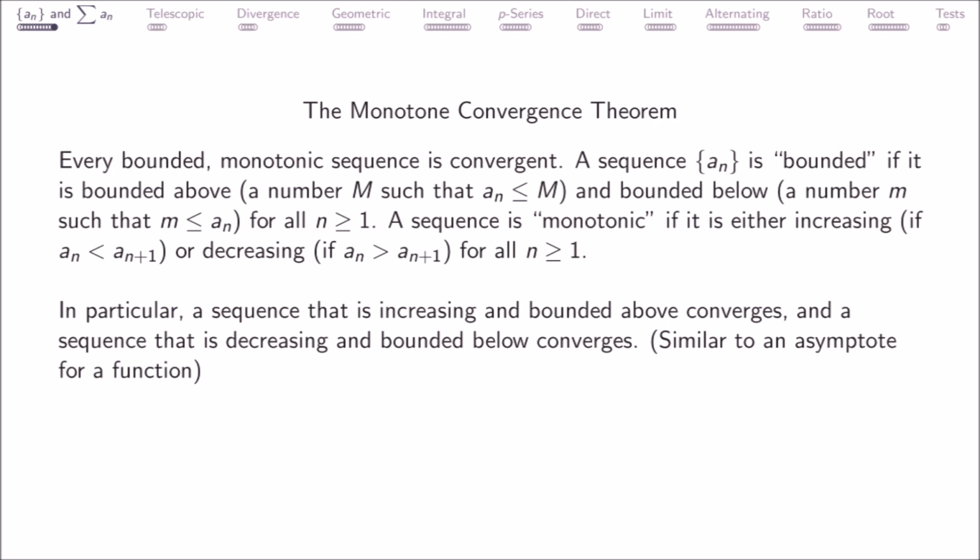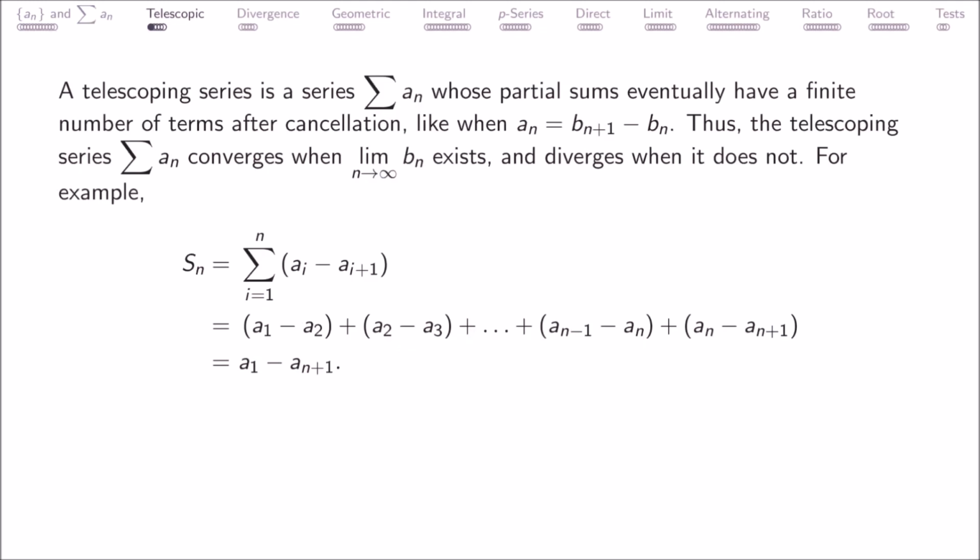In particular, a sequence that is increasing and bounded above converges, and a sequence that is decreasing and bounded below converges, similar to an asymptote for a function. A telescoping series is a series whose partial sums eventually have a finite number of terms after cancellation. Thus, the telescoping series converges when the limit exists and diverges when it does not.